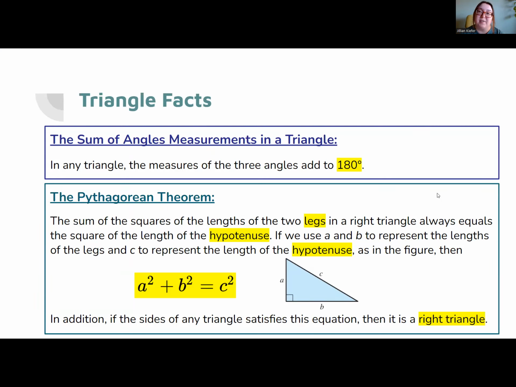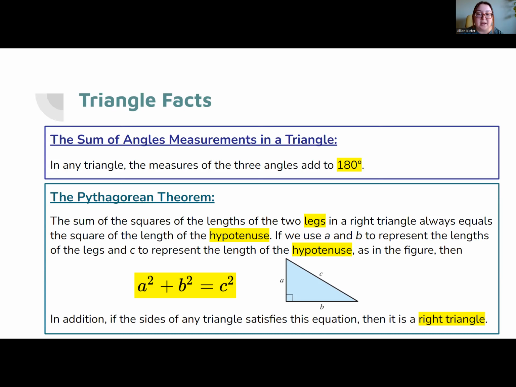Now we go into triangle facts. So the sum of angle measurements in a triangle: we say in any triangle, the measures of the three angles will add up to 180 degrees. We said that triangles are 180 degrees in total, so they can't be any larger than 180 degrees. And so their angle measurements will all add to 180.